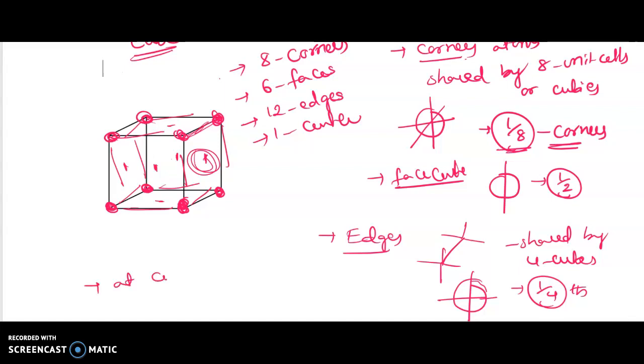At the center, the contribution is 1 atom. If there is one complete atom present at the center of the cube, then the complete atom belongs to that particular cube. So remember, at face centers the contribution is 1 by 2, corners contribution is 1 by 8, edges contribution is 1 by 4, and the center's contribution is 1.